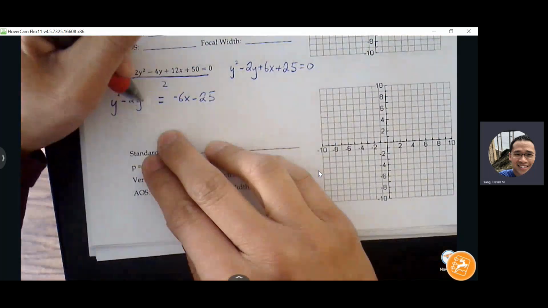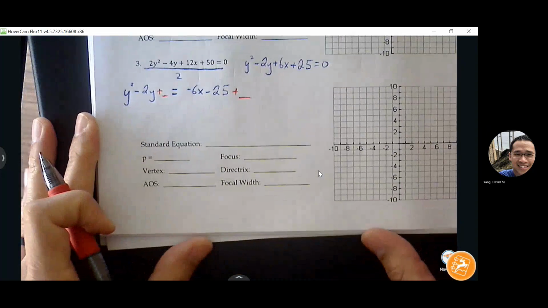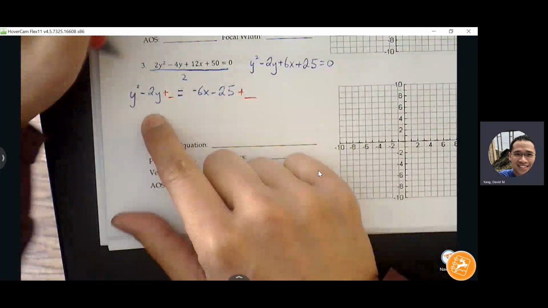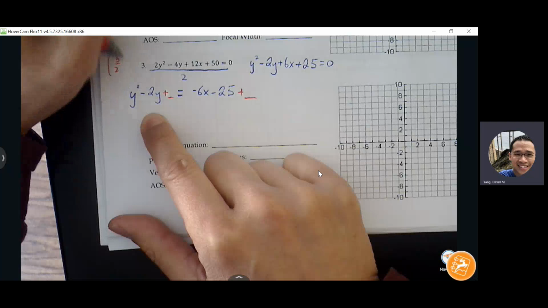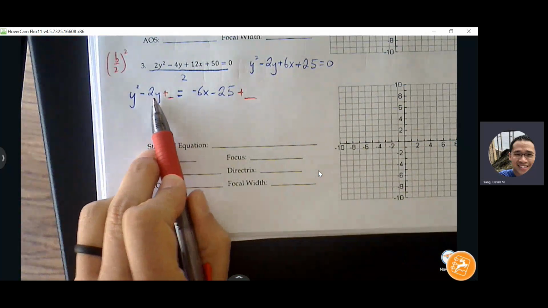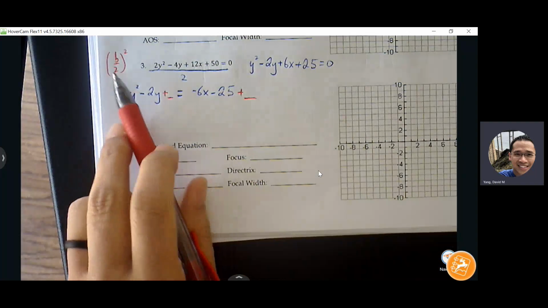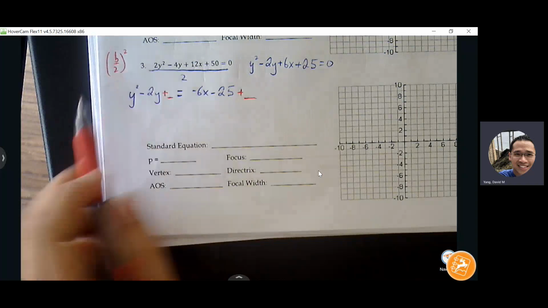I know I'm going to be completing the square, so I'll do a plus blank space on both sides. The formula that goes inside the blank is (b/2) squared. I don't really care about the negative because anything squared will be positive anyway. So b is 2. 2 divided by 2 is 1. And 1 squared is still 1.